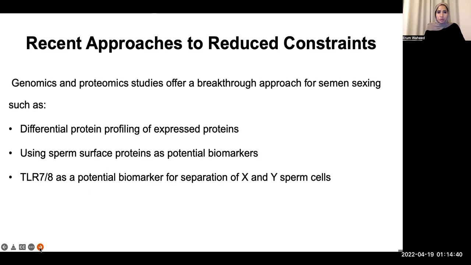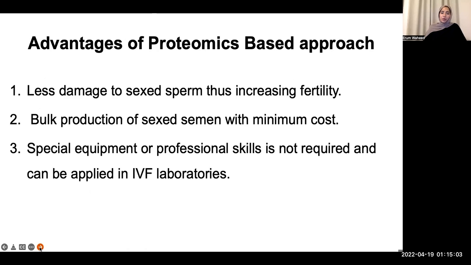Recent approaches to reduce constraints. Genomic and proteomic studies offer a breakthrough approach for semen sexing, such as differential protein profiling of expressed proteins, using sperm surface proteins as potential biomarkers, and using toll-like receptors 7 and 8 as potential biomarkers for separation of X and Y sperms.